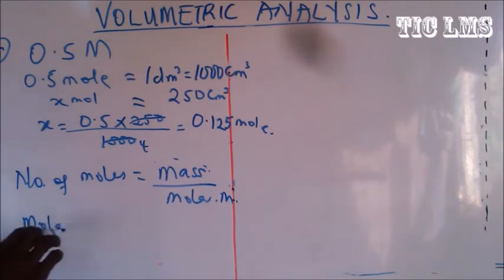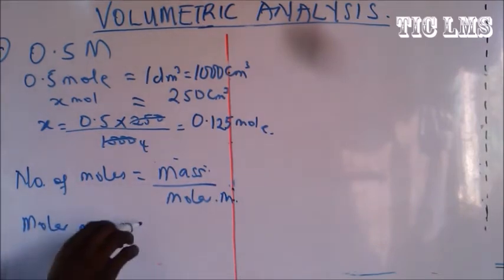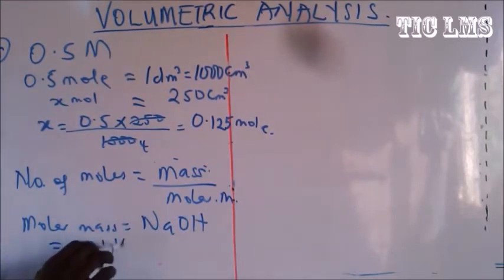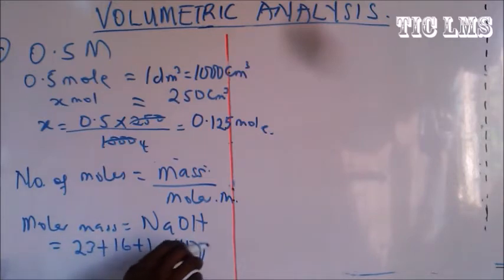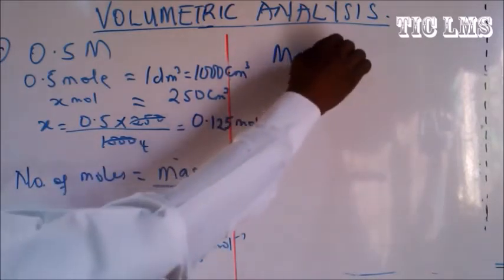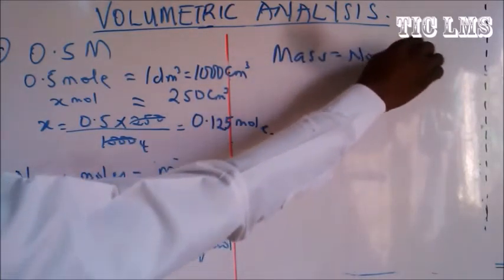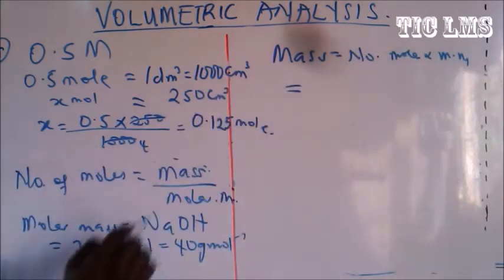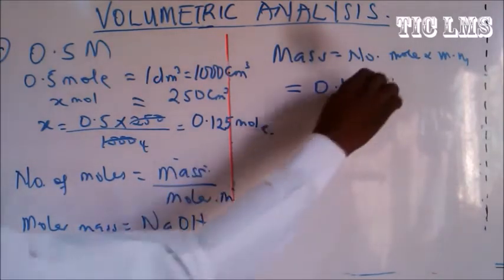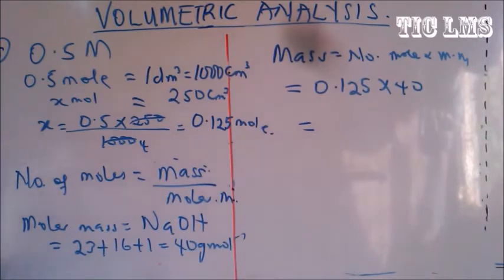Molar mass of the salt, molar mass of sodium hydroxide. Sodium is 23 plus 16 plus 1, and that is 40 gram per mole. Our mass equal to number of moles times the molar mass. Now the number of moles here is 0.125, and then the molar mass is 40. So when we multiply this, that yields 5 grams. So this is the mass of sodium hydroxide in 250 cm cubed.